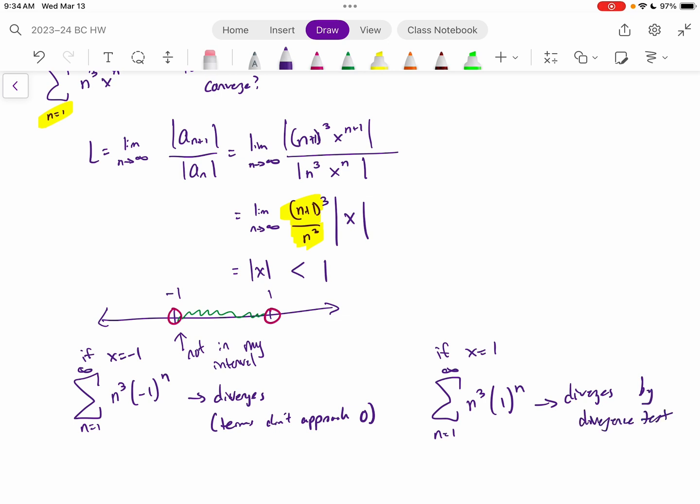So even though 0.9999999 for x would work, these guys are both not in my interval. So my actual interval is just -1 to 1, and it does not include the endpoints. Okay, let's look at the first example.